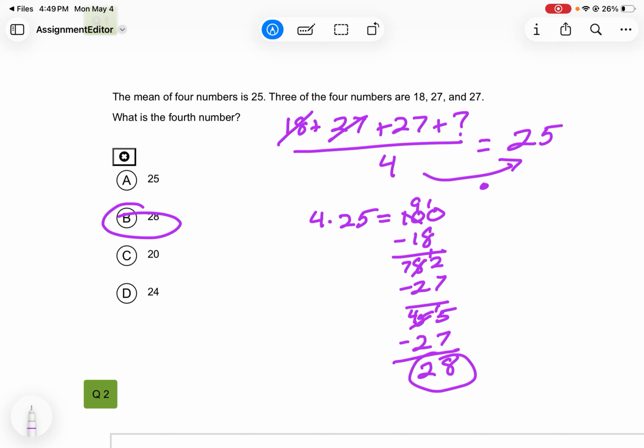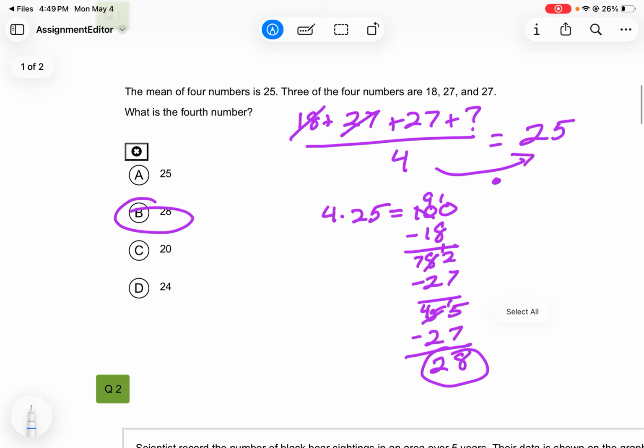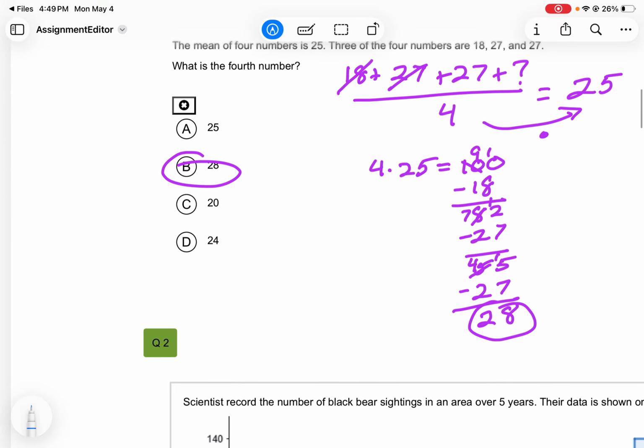Now, the other way of doing it would be to take your answer choices. And, well, we know we've got 18 plus 27 plus 27. Well, 27 and 27 is 54. Plus 18, well, 10 plus 54 is 64, plus 8 is 72. Well, 72 plus 25 is 97.